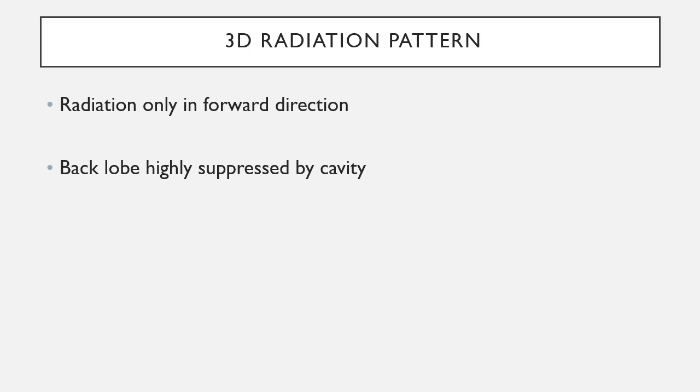The 3D radiation pattern shows radiation only in the forward direction. The back lobe is highly suppressed due to the cavity. We couldn't get the picture in HFSS, but generally, as per our study, it indicates in this way.